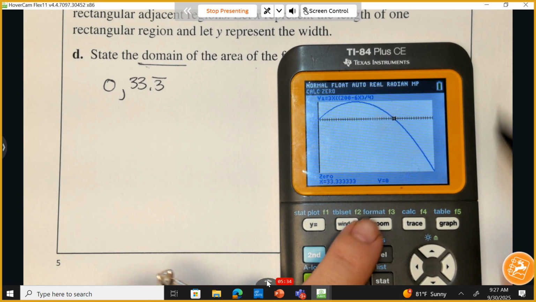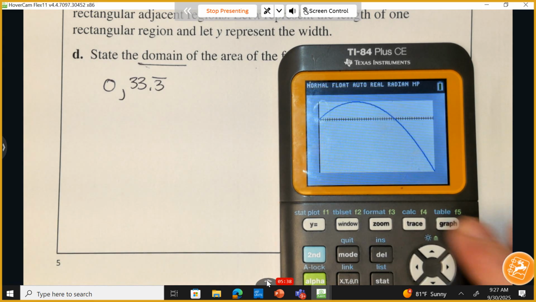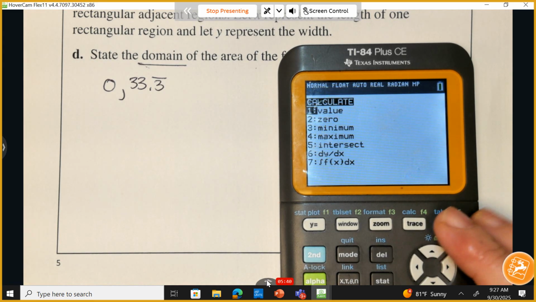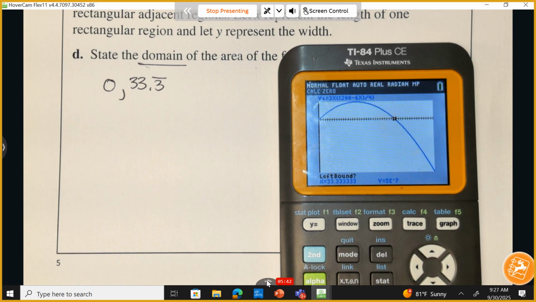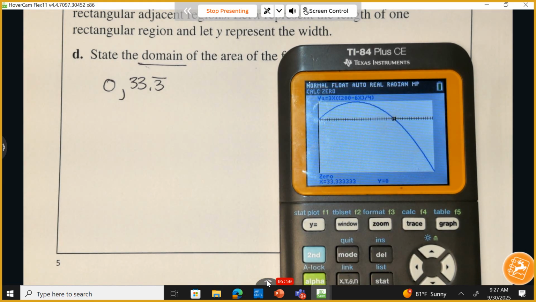I also want to reiterate the way that I prefer to find the zeros. It went from 0 to 50, like this. Second, calculate zero. I choose one value over here, like 20. This goes out to 50. I choose another number way out there, like 40, and then one in between. I press enter. We get the exact same answer.